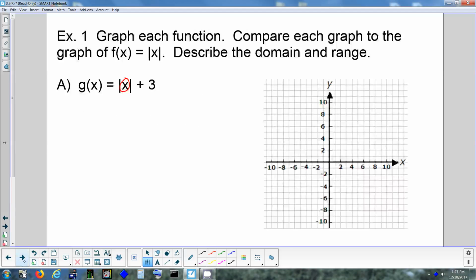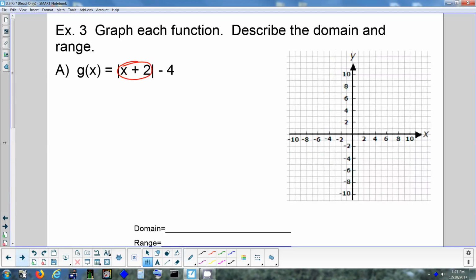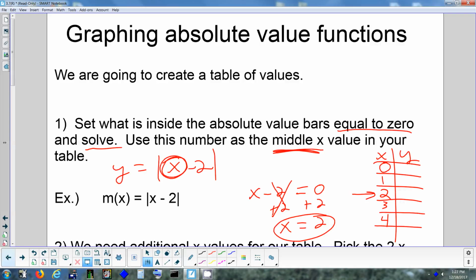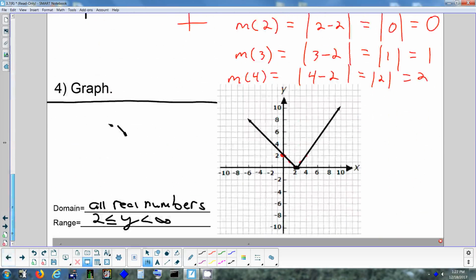When we look at a number outside, we're not going to do this one yet, but the inside number controls left and right, so what do you think the outside number controls? Up and down. That's going to control up and down. Yep. I think that next one is good, Mr. Hager.